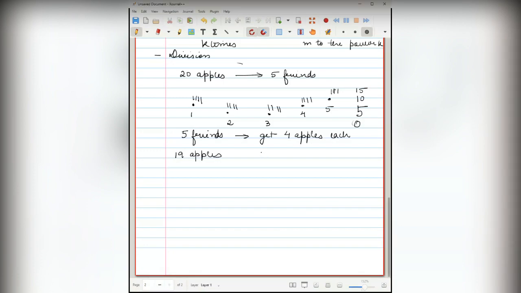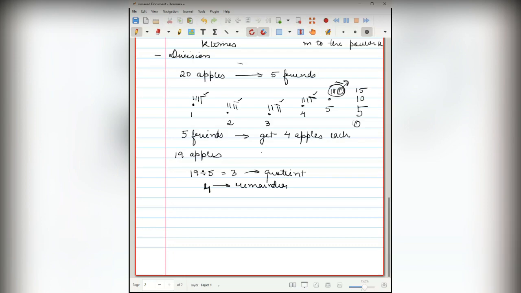Okay. So 19 apples. What will happen in this last pass? This guy will get only 3 apples. He will not get the 4th apple, right? So what we are doing is 19 divided by 5, we get 3. So this is the quotient. And there is a remainder, 4. Because these guys got the 4th apple, but this guy did not. So this is the remainder.